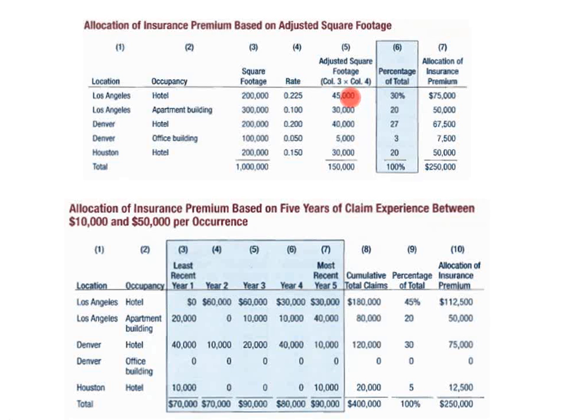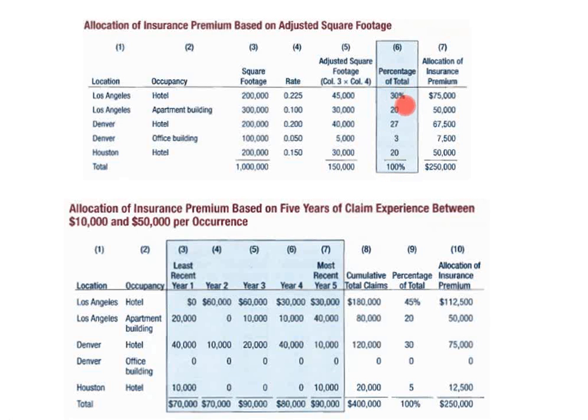And they say, okay, let's take column 3 times column 4. So 200,000 times the rate, and we come up with $45,000, and that's based upon our insurance premium of $150,000, right? Or the adjusted square footage on here. It's going to be the 150.